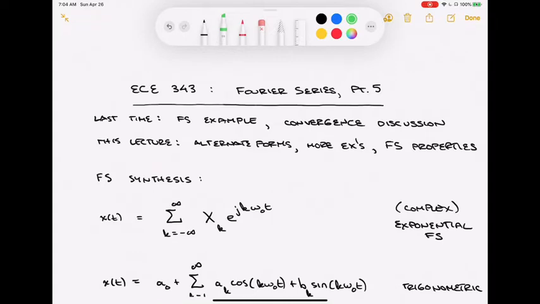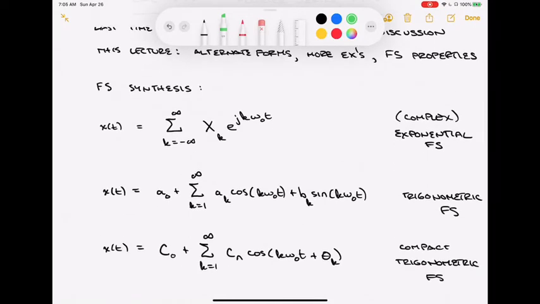We'll do a couple more examples, and then we'll conclude talking about Fourier series properties. Those Fourier series properties will look very familiar. They are very similar to what we've already seen as far as Laplace transform or Z-transform properties. So the different forms of the Fourier series, these are all going to be viewed in the Fourier series synthesis equations. We had just spent most of our time looking at the Fourier series through what is called the complex exponential form of the Fourier series.